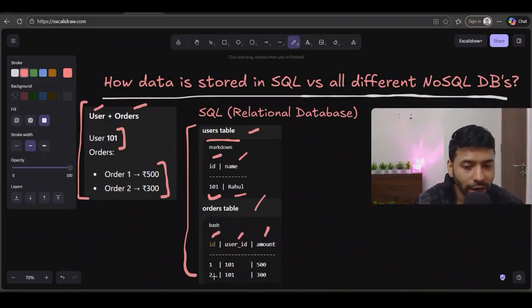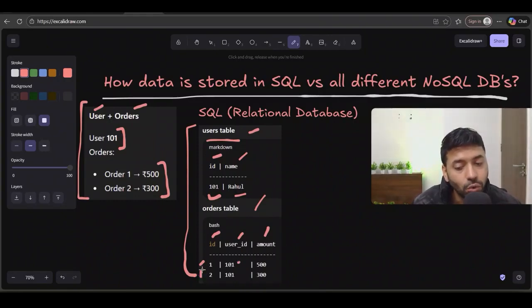It can represent the order ID, whereas user ID can act as the foreign key, because using this column we can connect users table with orders table. Okay, and then we have amount column. So we will store data like this. Order ID is 1 and user ID corresponding to it is 101 and amount is 500. Another order is with ID 2. The user ID is again 101. The amount is 300. Okay. So this is how the data will be stored in SQL.